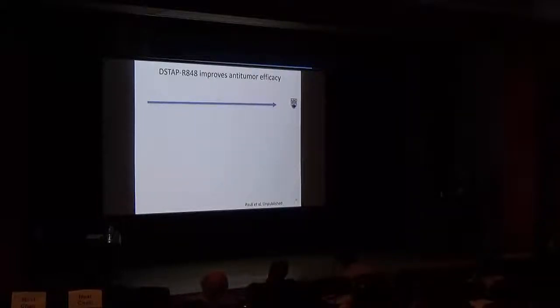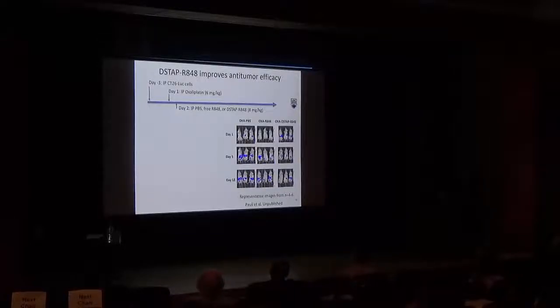And we quickly move into the efficacy study. So we first inoculate CT26 luciferase cells into the IP cavity, and then 4 days later we treat those mice with IP oxaliplatin, which is a known immunogenic cell death inducer. And the next day we inject either PBS, free drug, or DS-TAP formulation. So this model allows us to follow the tumor progression very easily because you can image them, and also you can quantify the progression as well.